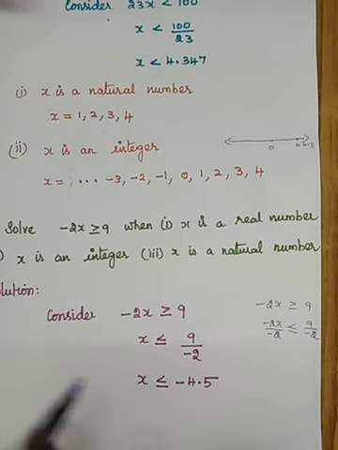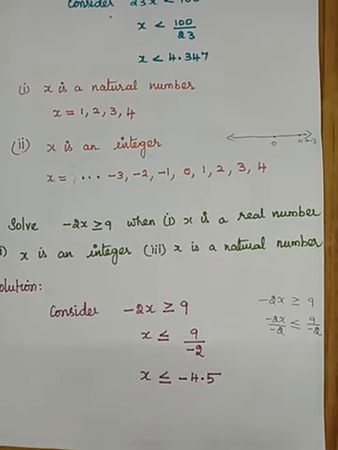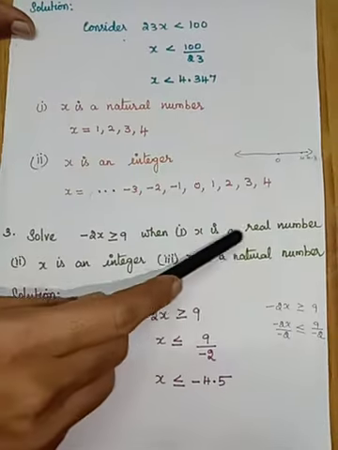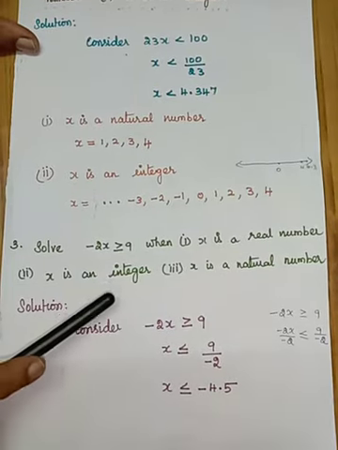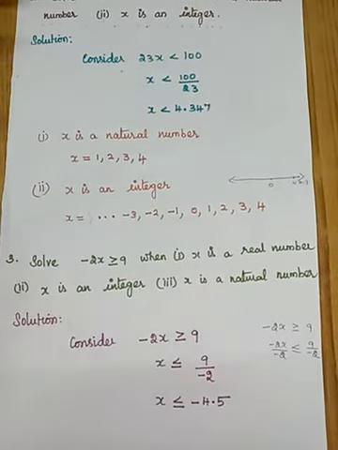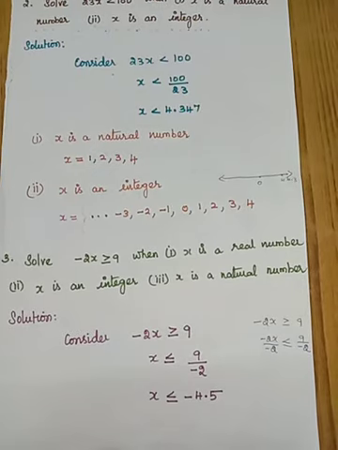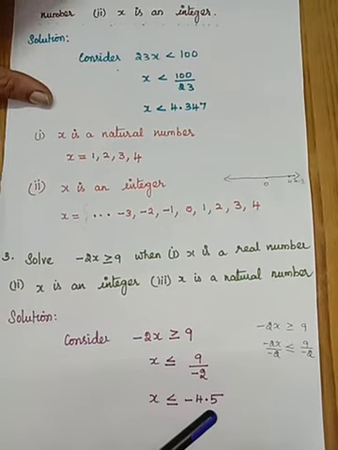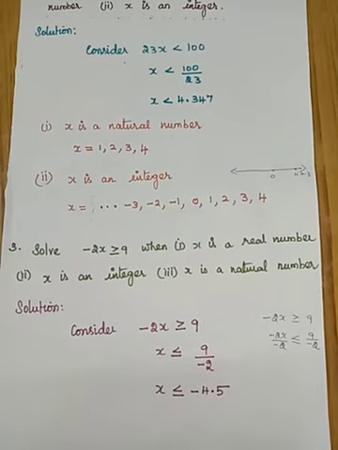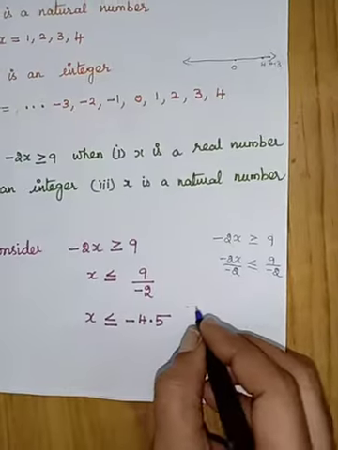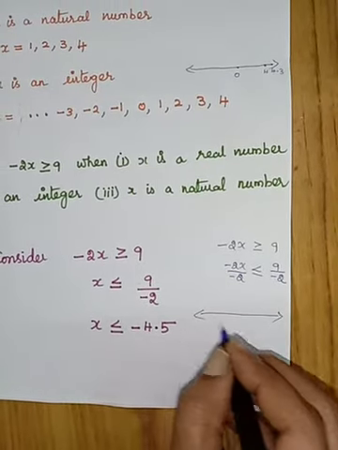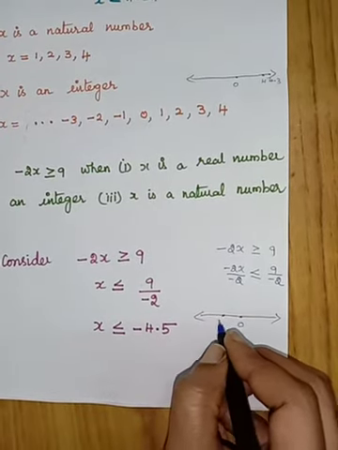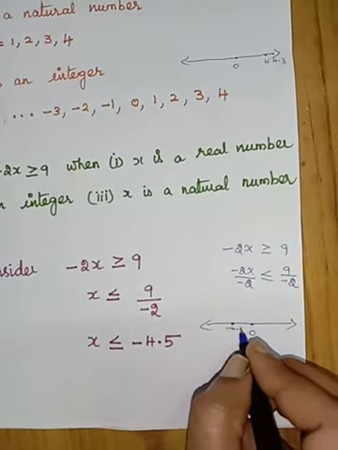So less than comes, you have to write the left side of -4.5. Okay. So we have to write the solution in terms of real number, integer and natural number. Come to the real number. So starting from minus infinity to -4.5. See the number line. On that number line we have to denote the origin, and you see -4.5. So it will be on the left side of the origin because that is negative.